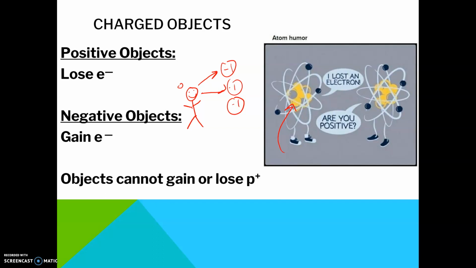Another reason why you can't gain or lose protons is because elements depend on their number of protons, okay? So let's say you have some atom and it has 6 protons.